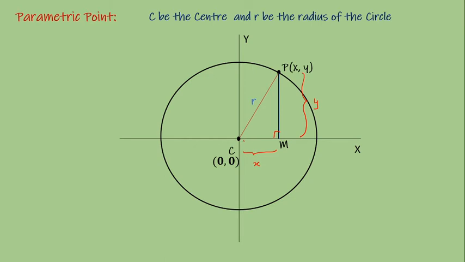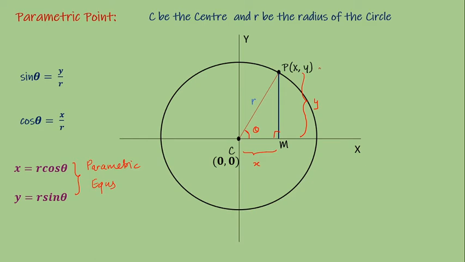Now, in triangle CPM, if I assume this angle as theta, then one can easily write sine theta is opposite side upon hypotenuse, that is y upon r. And cos theta can be written as adjacent side upon hypotenuse, that is x upon r. So I got sine theta and cos theta. Further, one can write x is equal to r cos theta and y is equal to r sine theta. These are called parametric equations. So these are parametric equations of the circle.